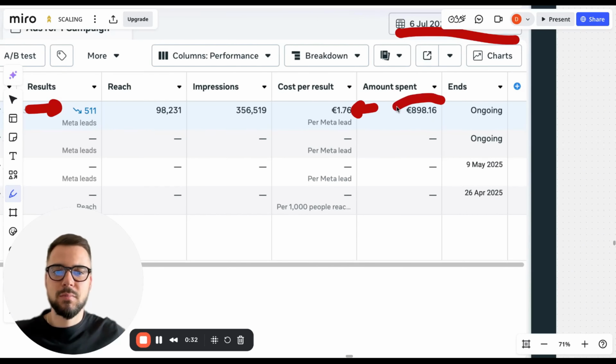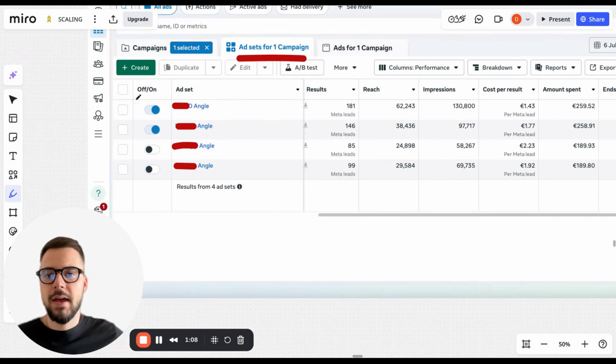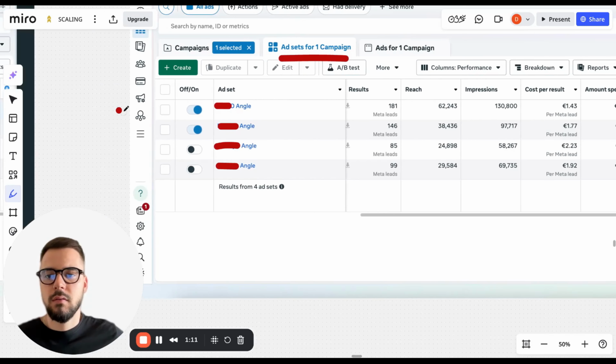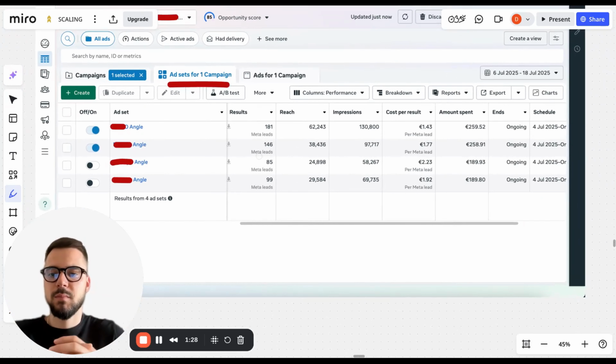And when we go to the ad set level, we can see that we actually had 4 different ad sets. Each ad set was targeting a different angle. So we've set up 4 angles. And that's how we approached it, because we wanted to segment the market and to cover each segment specifically with a unique message, each specifically tailored to each market.